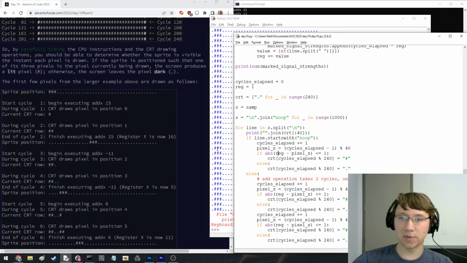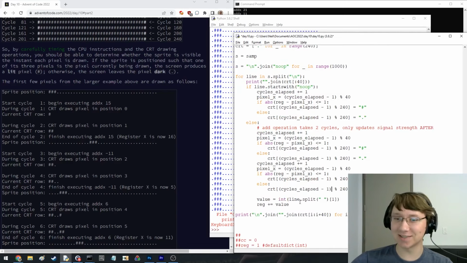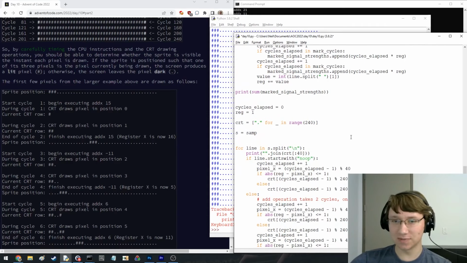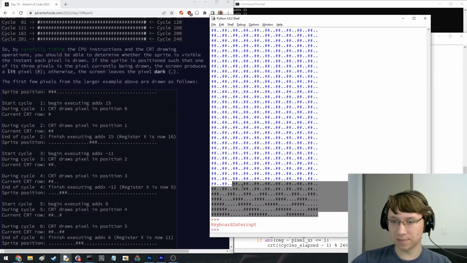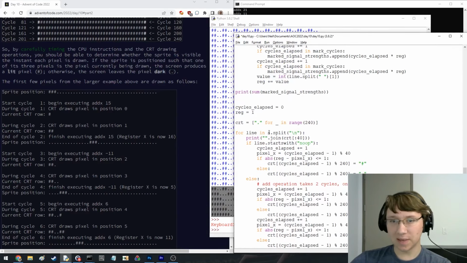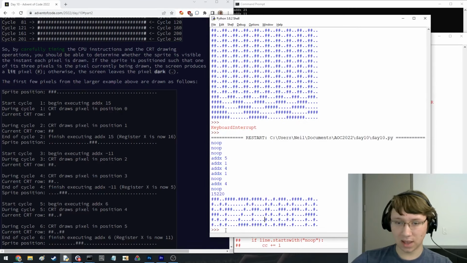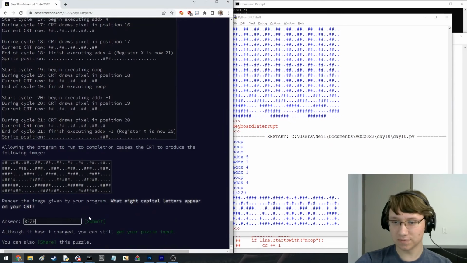Reg minus 0 should be... Why is it not drawing? Oh, it needs to change here too. I feel like there's a simpler way to achieve this, just move everything before the increments. Okay, but now that looks like it should. Samp looks like it should. Yep. Get rid of samp. This one. Cool. And now we see letters. Very cool. And we just type them in.